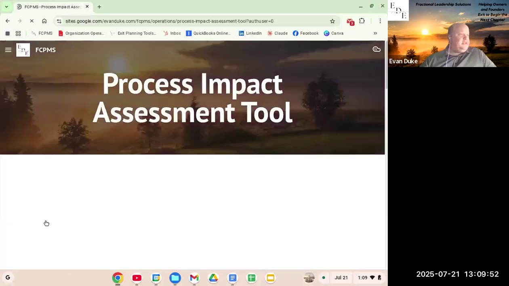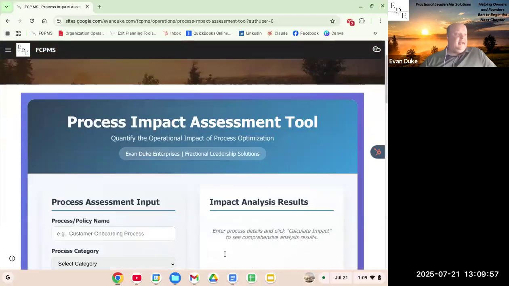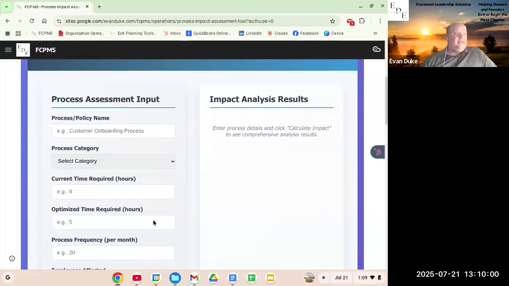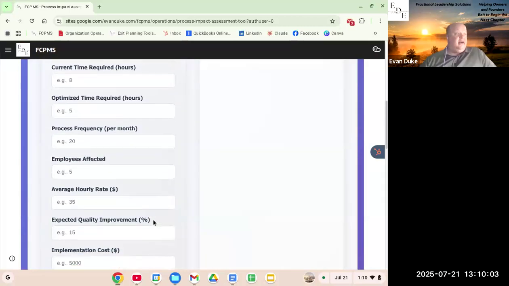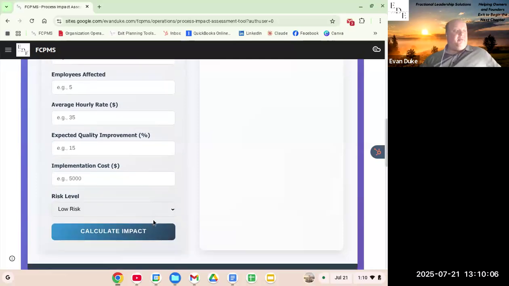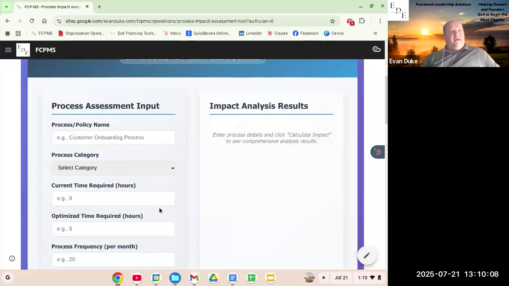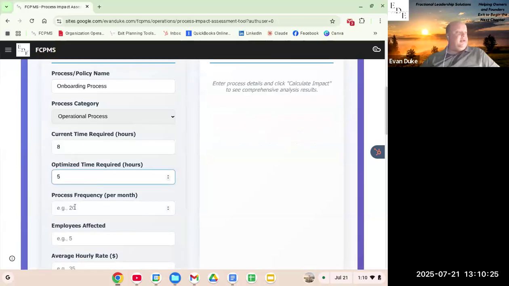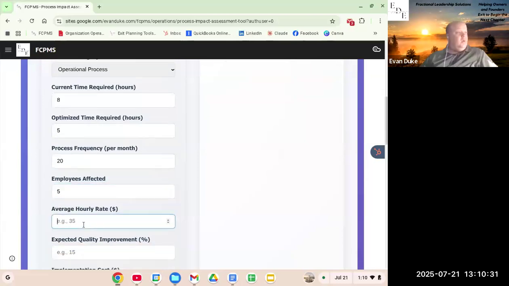Now, this process impact assessment tool is one that we're going to look at, and we're just going to try to determine what the expected impact is on all of these points. And again, with process, let's say, for example, the onboarding process is what we're doing. Okay, operational. I'll just put in these numbers that are recommended. And what we'll do is we'll just take a look and see what we get as far as this.